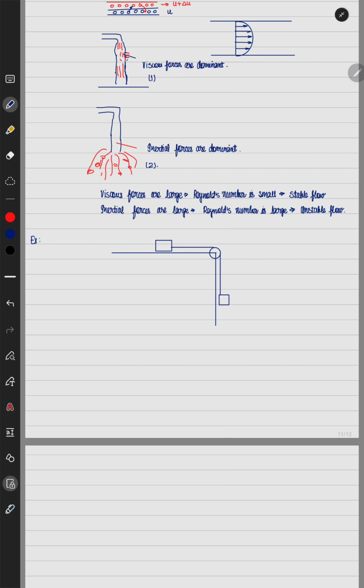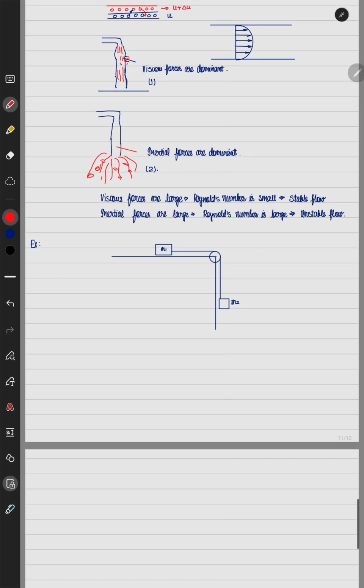This is mass m1, this is mass m2, and there is some kind of liquid which is filled in between the table surface and the mass m1, and this mass m2 is kept free and it can move under the influence of gravity.